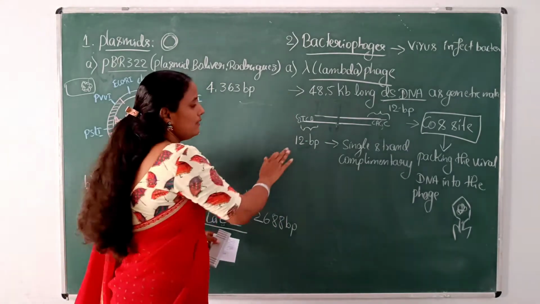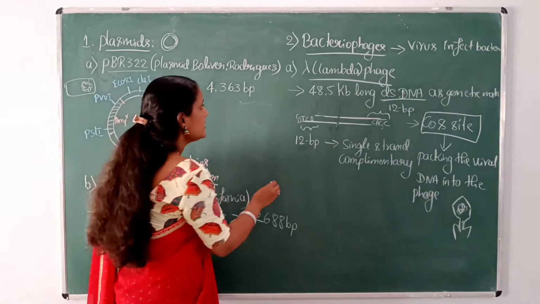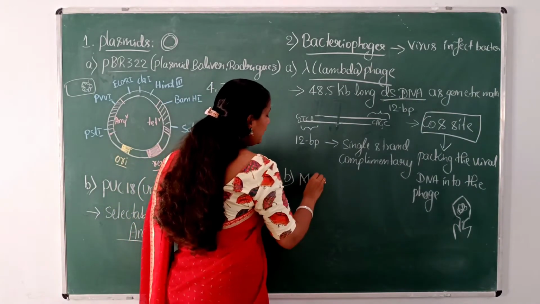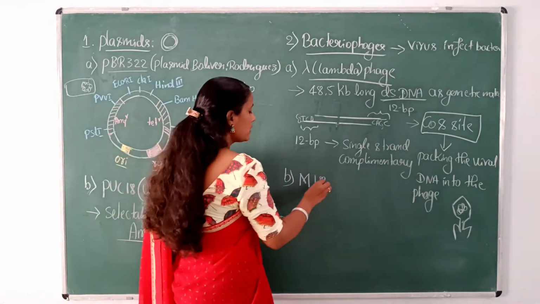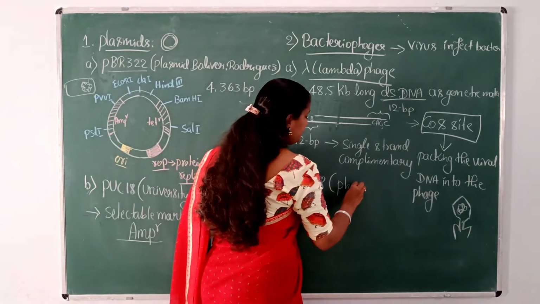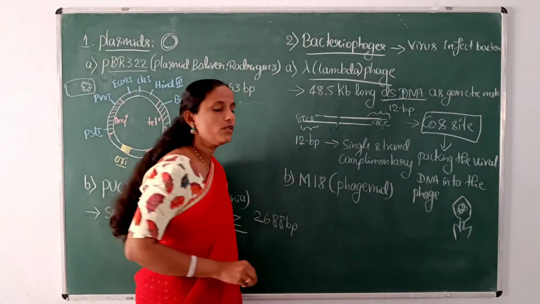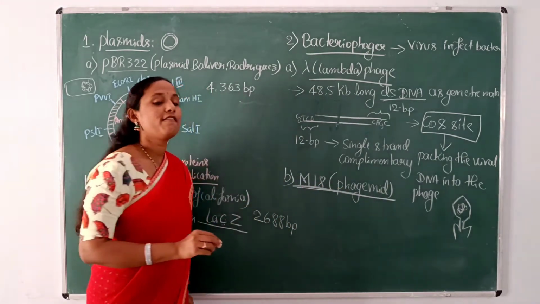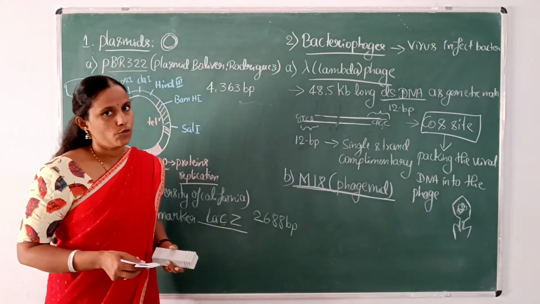And the second type of bacteriophage which is used as a vector is M13. This M13 is popularly known as a plasmid vector. So these things will be important for competitive exams, so you should remember them. The M13 bacteriophage is used as a vector.